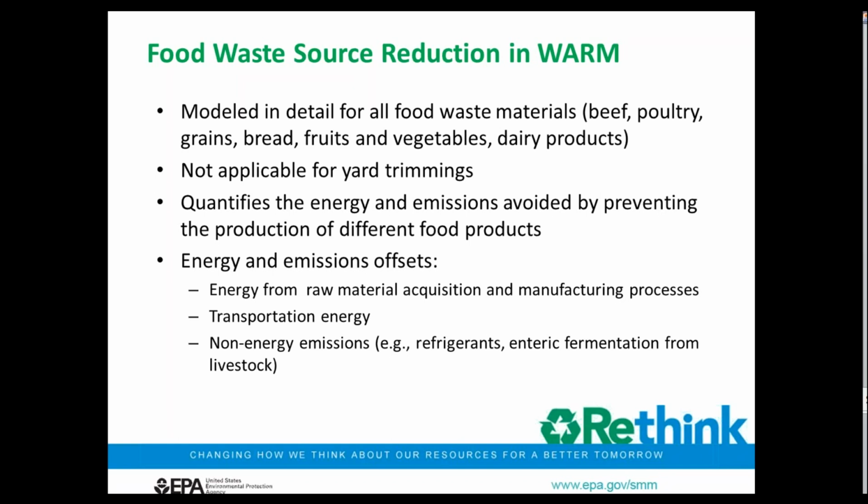And when we model source reduction, we're really capturing all of the energy emissions that are needed to produce those food products and get them to you, basically to the point before they become a waste product. So this includes the energy from raw material acquisition and manufacturing processes, on the farm and all the way through processing and packaging, the transportation energy to get food materials to you, and then the non-energy emissions. So this could be refrigerants and then enteric fermentation for livestock, which can be some of the largest components of the upstream emissions for meats.